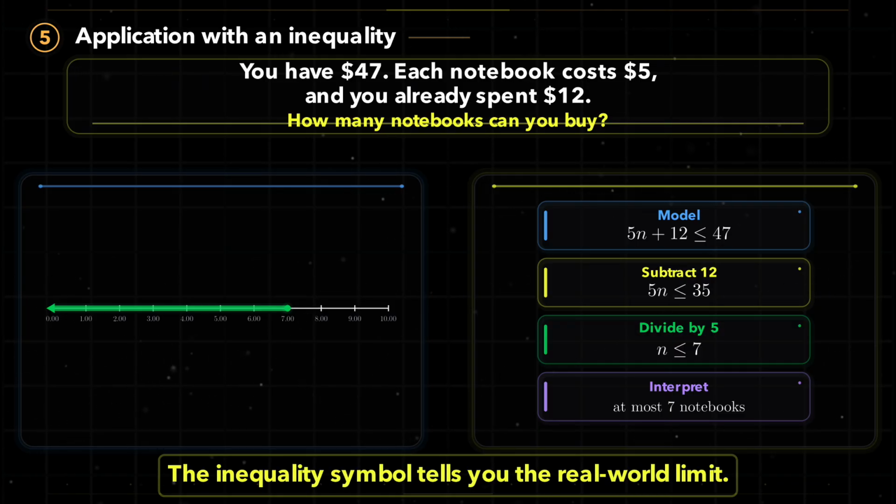In applications, the inequality symbol tells you the real-world limit. Less than or equal to means you could go up to that amount, but not beyond it. Greater than or equal to means you need at least that amount. So when solving word problems, do not just calculate. Interpret what the answer means in the situation. That is what turns algebra into a real model.